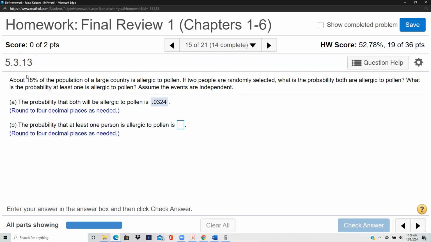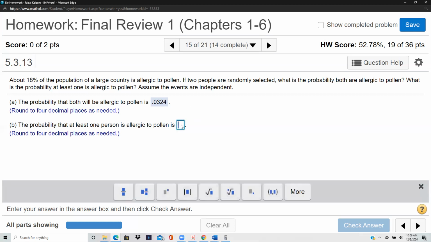Yeah. So it would be 100 minus 18, which is 82. I accidentally did it wrong. Okay, 82%. So it means 82% is the probability of not being allergic, right? Okay, yeah. So that's 0.82 not being allergic. And then both of them not being allergic would be another 0.82. Yes. So that's the probability that none of them is allergic.